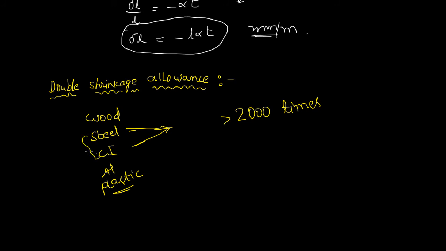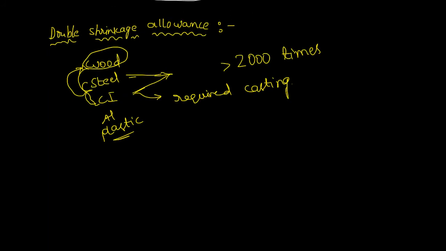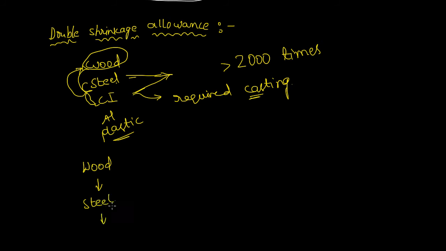If I choose the casting method, I must choose the pattern also. For this casting, I require a wood pattern. That means I am using a wood pattern to make the steel pattern, and the steel pattern or cast iron pattern is used to make the required casting. So here we are taking the wood pattern and producing the steel pattern. By the steel pattern we are producing the casting. So the process will be like this: wood pattern to steel pattern, steel pattern to casting.